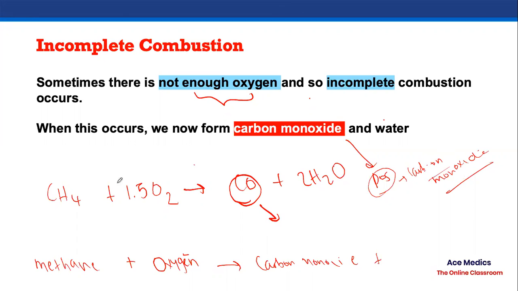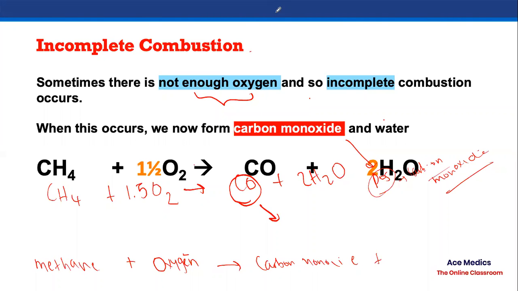So we really don't want to have incomplete combustion. We want to have complete combustion, where you have enough oxygen and you're forming carbon dioxide and water. Okay, so does that make sense for everyone? So methane, oxygen, carbon monoxide, and water. Okay, there we go.